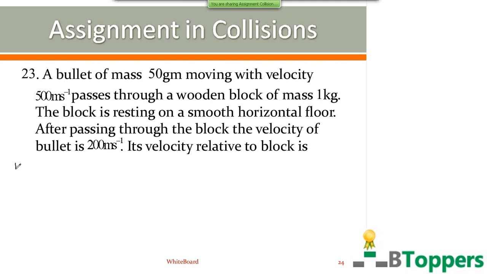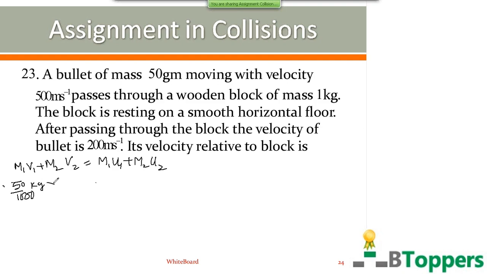So for one-dimensional collision, we can first write m1 v1 plus m2 v2 equal to m1 u1 plus m2 u2. m1 is the mass of the bullet, which is given as 50 grams. m2 is the mass of the block, that is 1 kg. Here the block is initially at rest. So you can substitute all the given values. m1 is equal to 50 grams or 50 by 1000 kg.